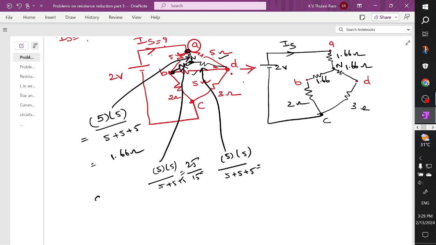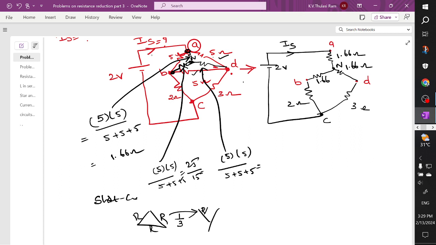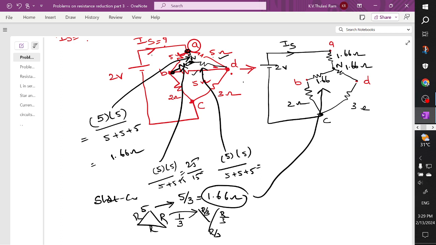And we have a shortcut to solve it. When your network is given in delta, with each branch of R, then the branch we can find out by dividing it by 3, where the resultant resistance of each branch is R by 3. So here the given value as per the problem is 5, and when you perform 5 by 3, it is equal to 1.66 ohms, which is the same answer as here. So this is the first step.